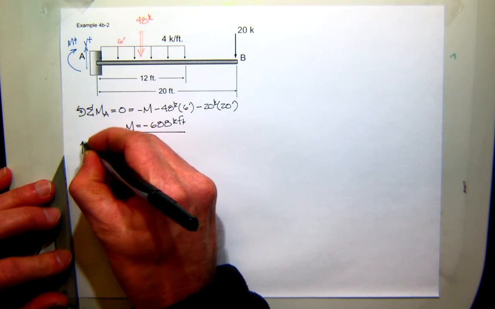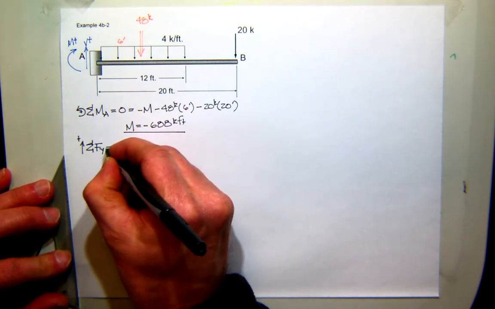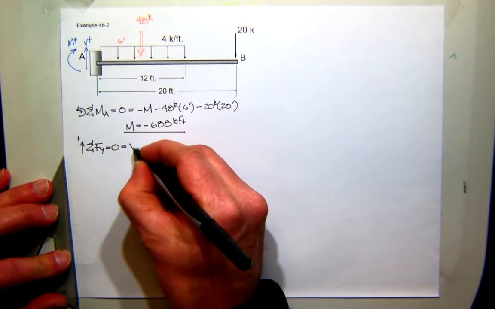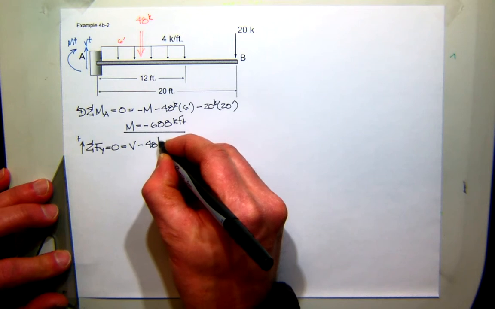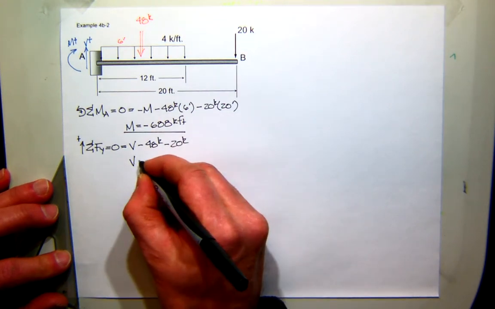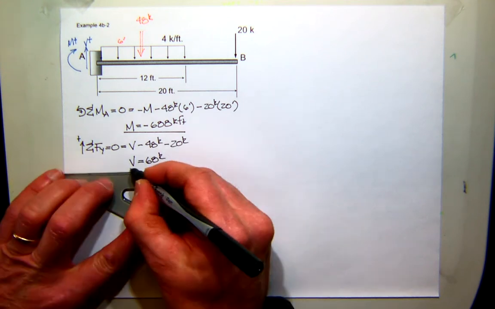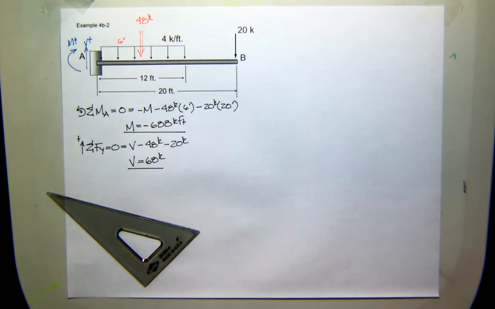Okay, then we'll sum forces in the y direction. Make sure they're in equilibrium. So this force is acting up, down, down. So 48 kips down, 20 kips down. So what's my shear force? 68. So it looks like I have a positive shear force and a negative bending moment at A.